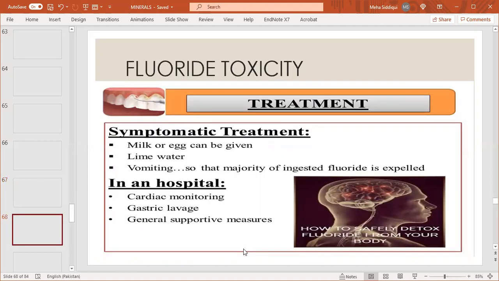Now, the treatment of fluoride toxicity can be symptomatic, that is, we give milk or egg or lime water, or induce vomiting, so that the majority of ingested fluoride is expelled. The treatment we do in hospital are cardiac monitoring, gastric lavage, and general supportive measures.